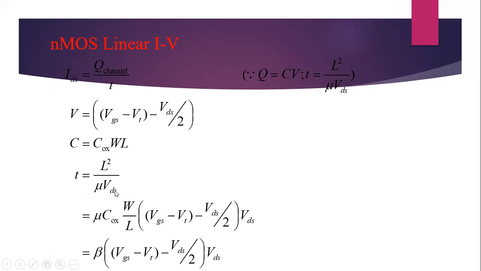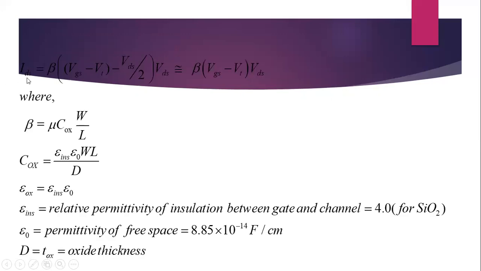Taking the whole term, mu C ox W by L is equal to beta, so you can rewrite this equation as beta into VGS minus VT minus VDS divided by 2 into VDS. So the drain current IDS is equal to beta times VGS minus VT minus VDS divided by 2. Multiplying this inside, you will get approximately beta into VGS minus VT into VDS. So this is the final expression of your IDS current, and it relates your VDS and IDS.